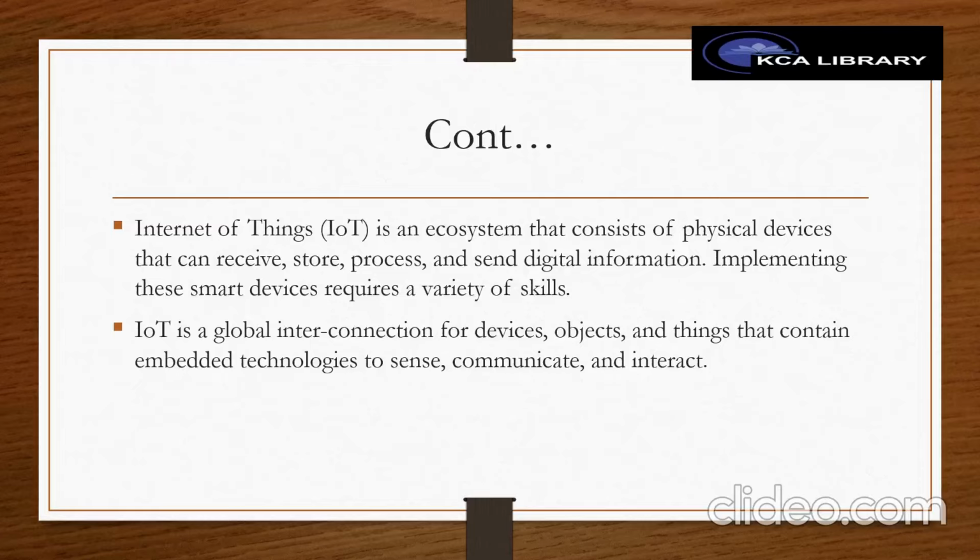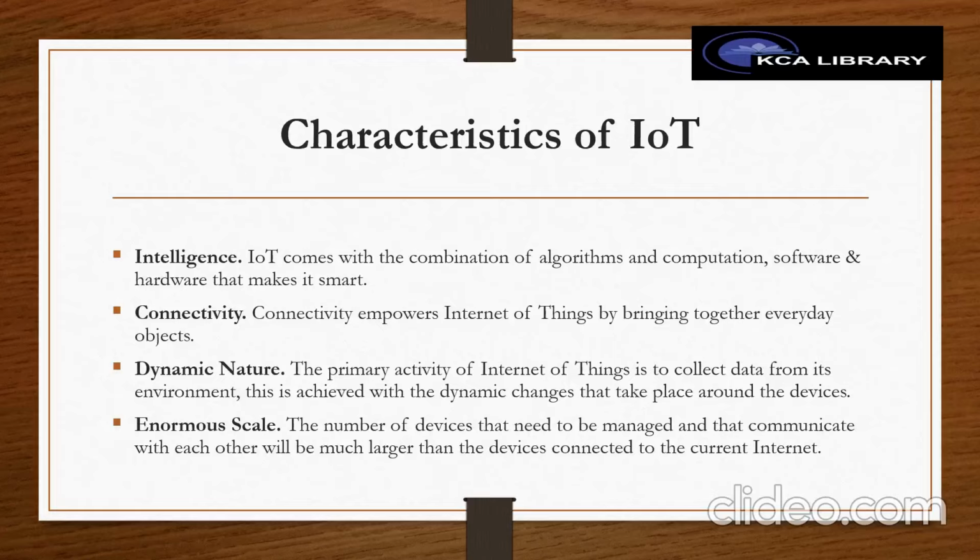Also, Internet of Things is a global interconnection for devices, objects, and things that contain embedded technologies to sense, communicate, and interact. So let us look at the characteristics of Internet of Things. First of all, these devices are intelligent. This is because of the hardware, software, algorithms, and computations that are used when programming these devices, which make them very smart to respond to any kind of situation that they are programmed for.